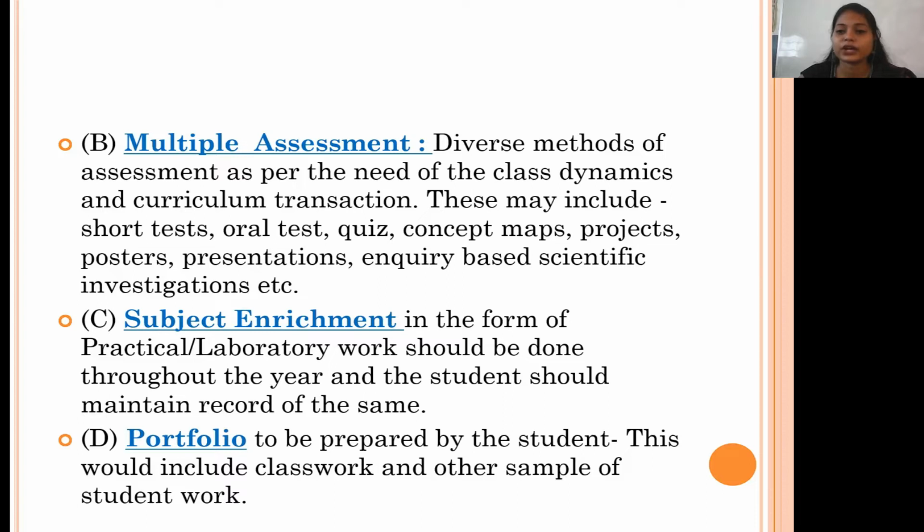Third is subject enrichment. In the form of practical or laboratory work, it should be done throughout the year and the student should maintain a record of the same. Then the next is portfolio. Portfolio is to be prepared by the student. This would include classwork and other samples of student work.